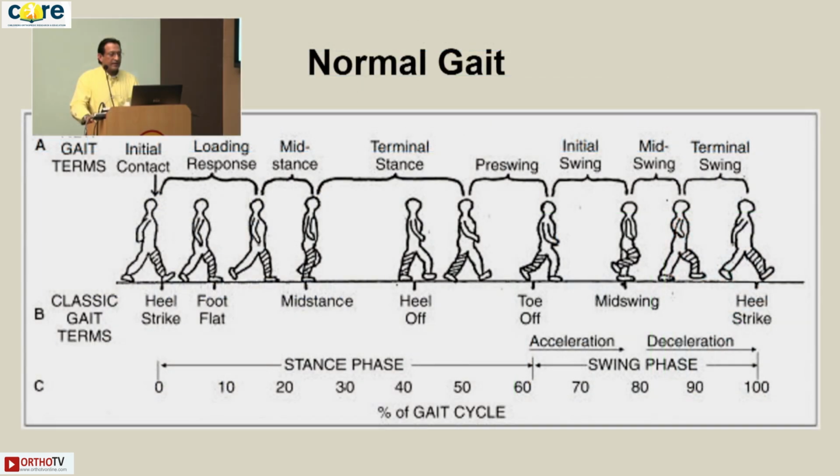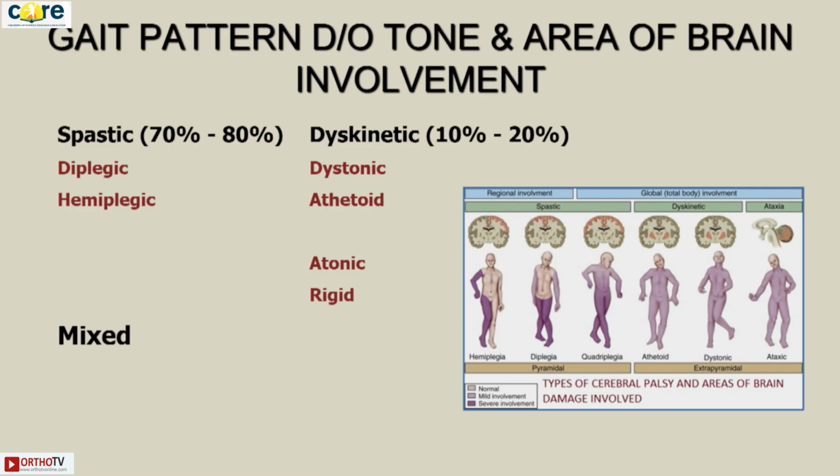Now normal gait goes through a phase of stance and swing, and there are definite phases of gait which we can now evaluate in great detail in the gait lab. As far as the cause of the deformity is concerned, you have spasticity, you have dyskinesia, and you have mixed tone. Now every child may not be purely spastic. They could have a mixed component as well, and that may also alter the gait pattern.